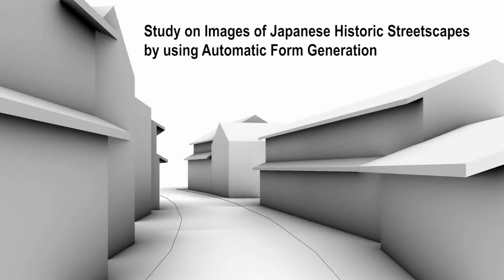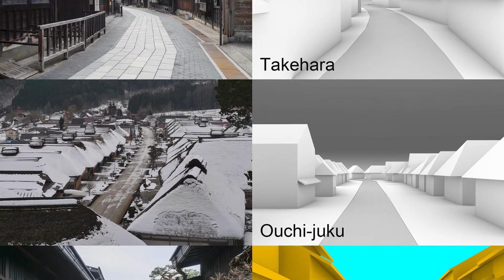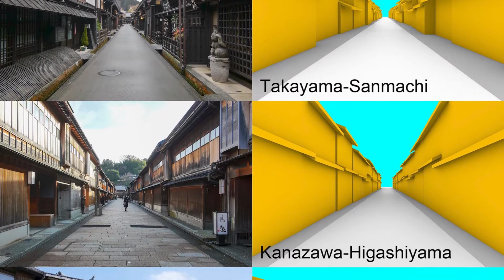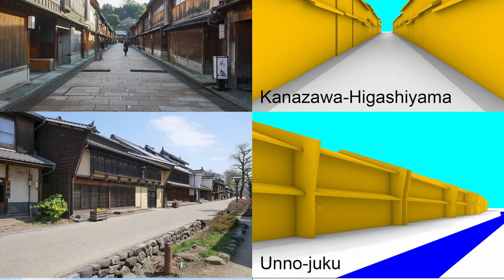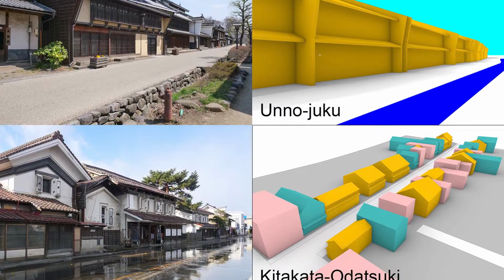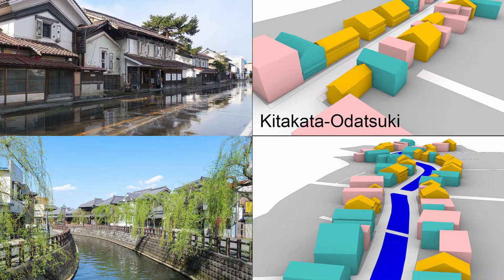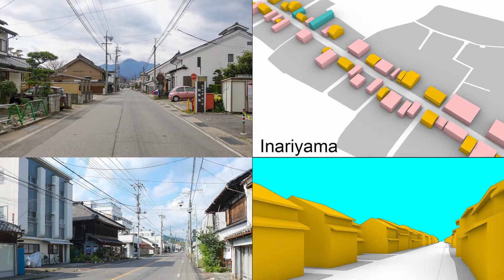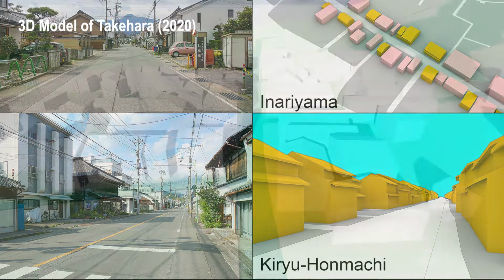I am Ando. I teach architecture at Hosei University in Tokyo, Japan. I would like to present our study on images of Japanese historic streetscapes by using automatic form generation. We created 3D models that simplify the forms of historic streetscapes to find the characteristics of their form compositions.